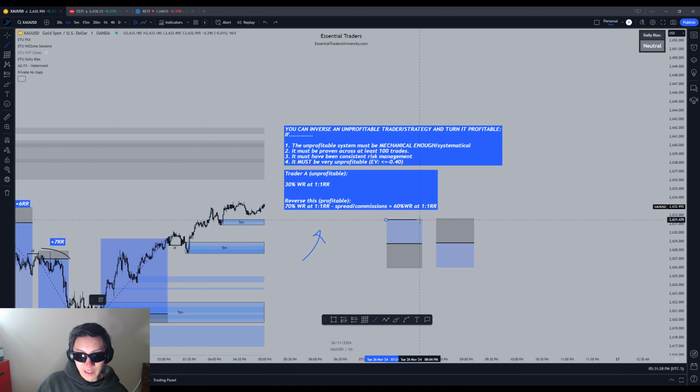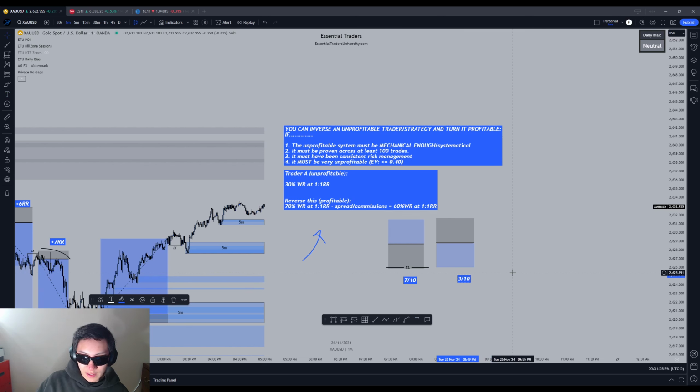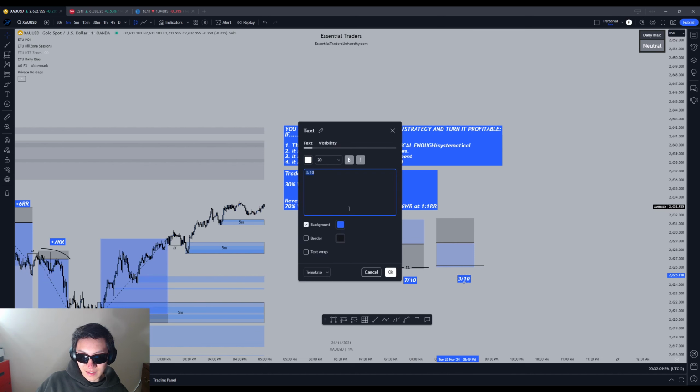Think about this. Trader A takes 10 trades with their TP here. Blue is TP. You guys should understand how I draw this. Black bottom is stop loss. So 3 out of 10 times they hit TP. So trader A hits stop loss 7 out of 10 times. Trader B, you reversing the system, will hit your TP 7 out of 10 times, not 3 out of 10, my fault, 7 out of 10 times.